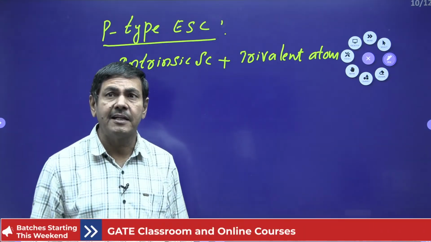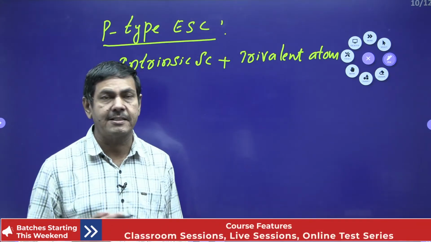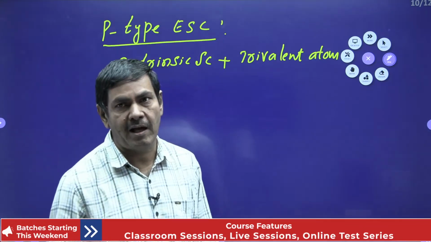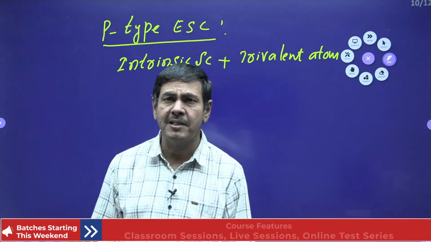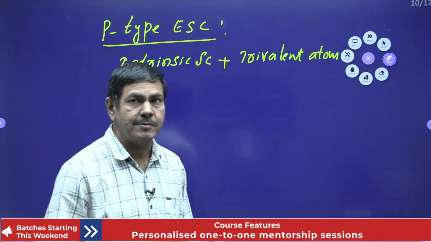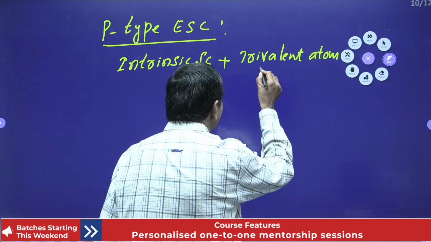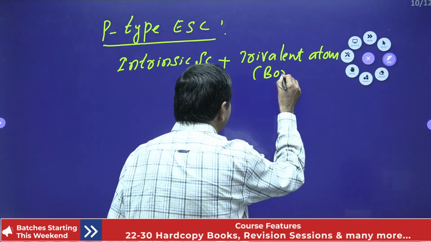An atom which contains 3 valence electrons is called what? A trivalent atom. As an example, we can take boron. Even aluminum also comes under trivalent atoms only, understand. Anyhow, as an example, I can use boron. One example I have taken, boron.